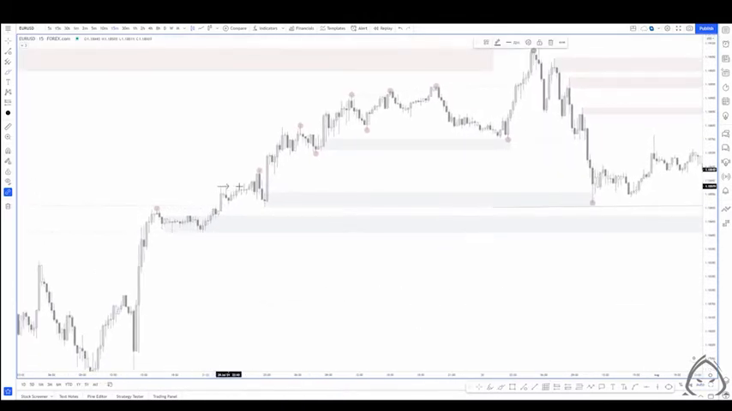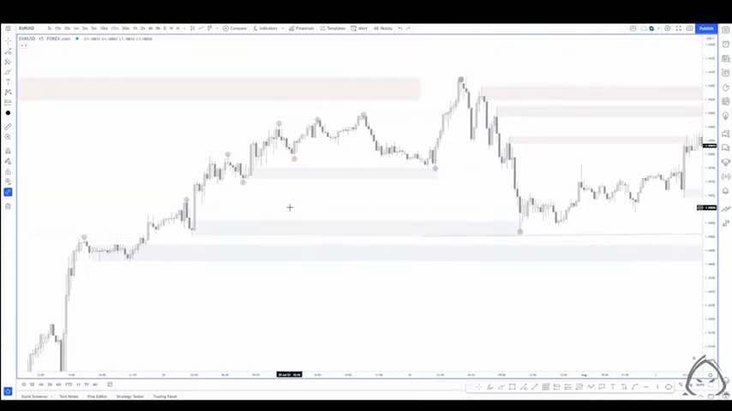So if we just look again, what we can see is we do have a little bit of structure break. We create a demand zone, but it sweeps liquidity. We don't actually end up mitigating anything. So again, not much happens in the way of improving the odds using the concept of mitigation.